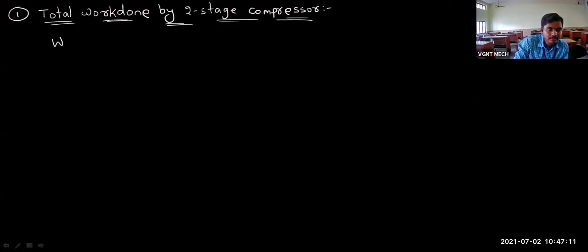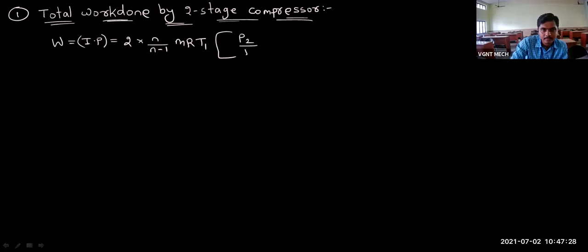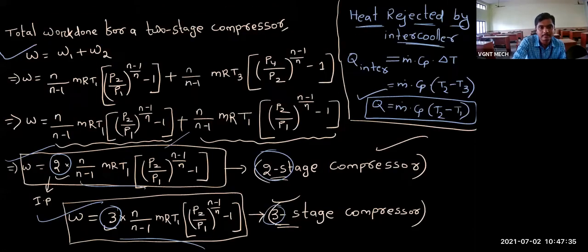So total work done, which is also called indicated power, equals, for two-stage, I have to multiply by 2 into the same formula, n by n minus 1, m R T1, P2 by P1 whole to the power n minus 1 by n. Just now we have derived this formula. So this formula I am using for the two-stage compressor.